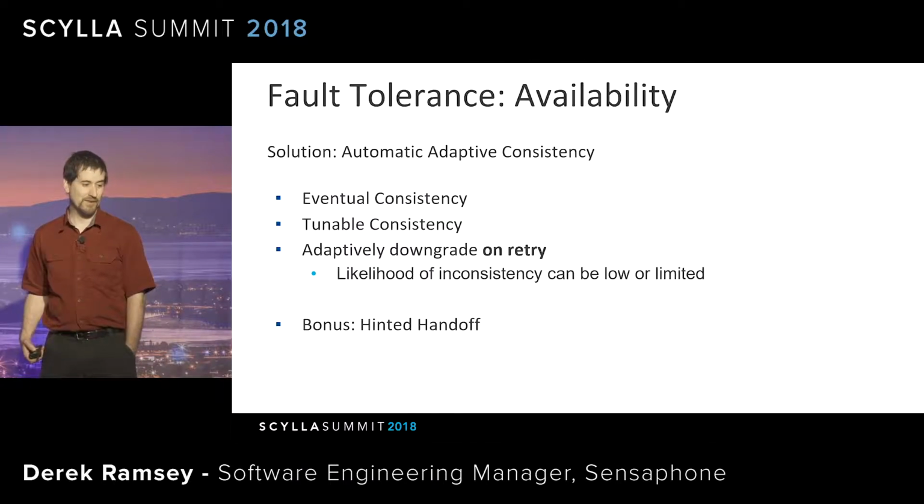This is not ideal. So the solution to this problem is automatic adaptive consistency, and this is done at the client side. Scylla is an eventually consistent database with tunable consistency. What this buys us is the ability to adaptively downgrade the consistency level on a retry of requests. This will dramatically reduce the likelihood of inconsistency. It can't necessarily limit all cases entirely, but there's a number of cases where it will actually be just fine. And as a bonus, with the hinted handoff feature in Scylla now, nodes that go down recover much more quickly.